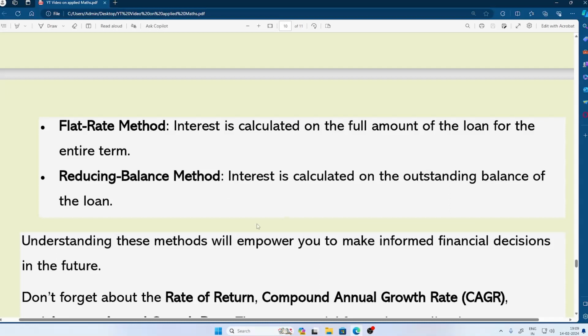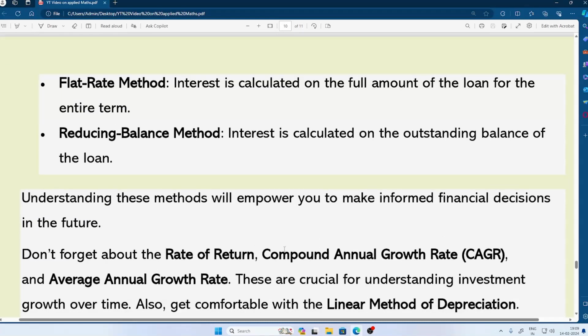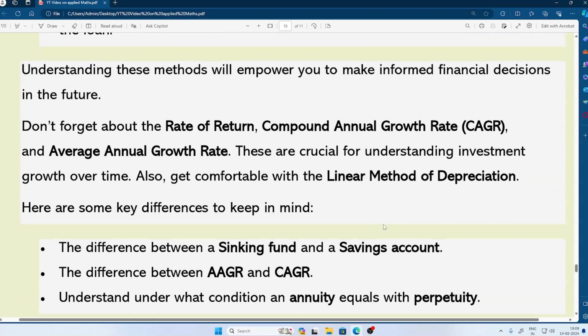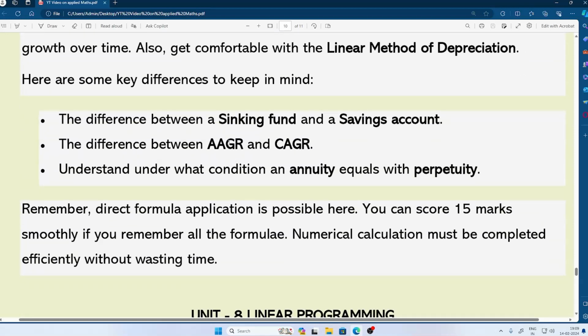Here you don't forget about rate of return, compound annual growth rate, CAGR, AGR, all these things. You must have revised the linear method of depreciation, the easiest topic asked in your concept. Some key differences you have to keep in mind: difference between sinking fund and savings account, AGR and CAGR, already explained, annuity and perpetuity. So you can score 15 marks smoothly if you remember all the formulas. Revision of formulas is very important here.